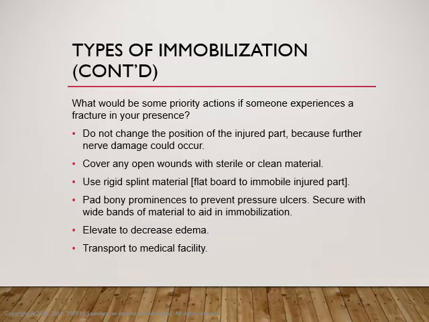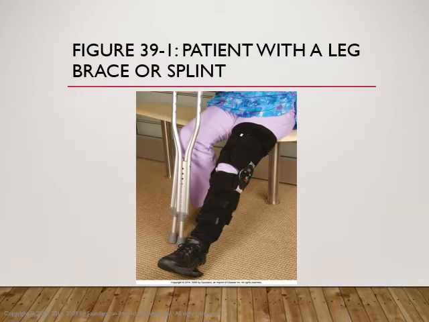What would be some priority actions if someone experiences a fracture in your presence? Do not change the position of the injured part because further nerve damage could occur. Cover any open wounds with sterile or clean material. Use rigid splint material. Pad bony prominences to prevent pressure ulcers. Secure with wide bands of material to aid in immobilization. Elevate to decrease edema, and transport to a medical facility.